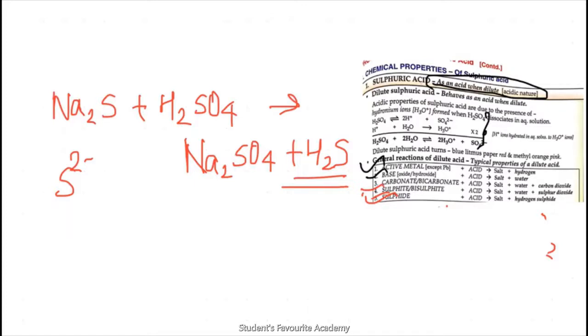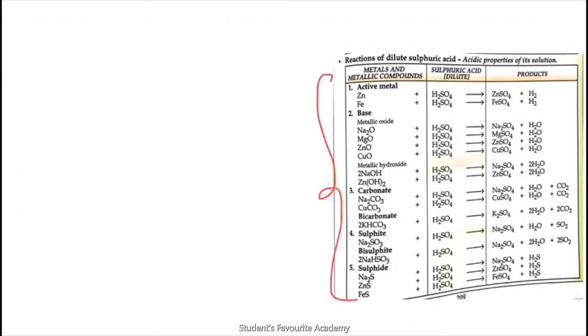If you know certain reactions, children, it is not even important for you to learn this by heart. You can come to the conclusion yourself. Okay, so if you look at the table that is given, these are the examples of what happens when it reacts with an active metal. Here I am getting salt plus hydrogen. When it is reacting with a base, if it is an oxide, it gives me salt and water. If it is a hydroxide, this is also giving me salt and water. When it is reacting with carbonate, what is it giving me, children? It is giving me salt plus water plus carbon dioxide, as we have discussed now. And when it is reacting with bicarbonate, it is giving me salt plus water plus carbon dioxide again.